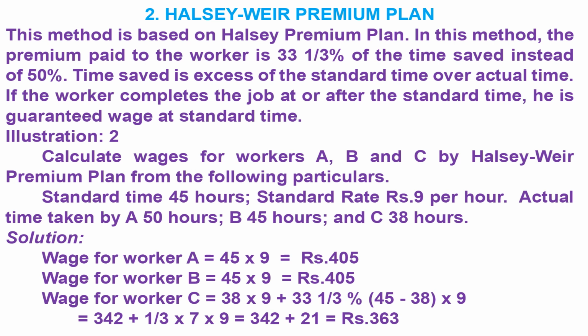Illustration 2. Calculate wages for workers A, B and C by Halsey-Weir Premium Plan from the following particulars. Standard time 45 hours, standard rate 9 rupees per hour. Actual time taken by A 50 hours, B 45 hours, and C 38 hours. Solution. Wage for worker A equals 45 into 9 equals 405 rupees. Wage for worker B equals 45 into 9 equals 405 rupees. Wage for worker C equals 38 into 9 plus 33 1/3% of (45 minus 38) into 9, equals 342 plus 1/3 into 7 into 9, equals 342 plus 21 equals 363 rupees.